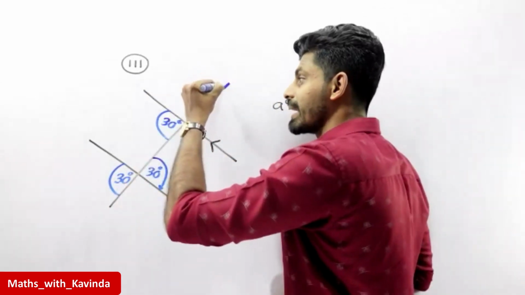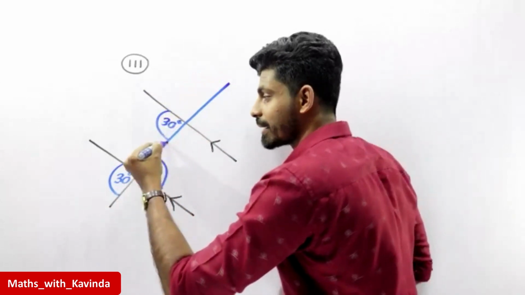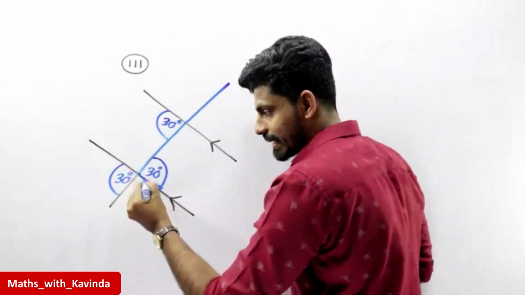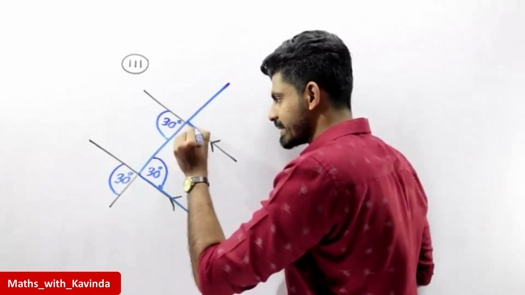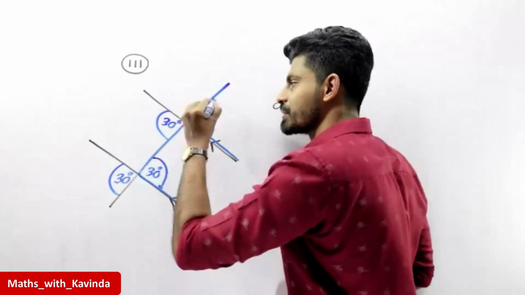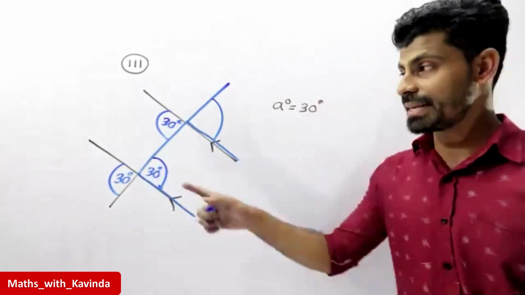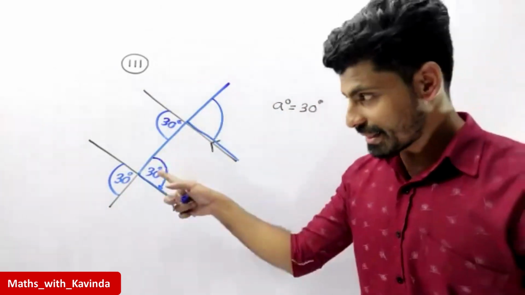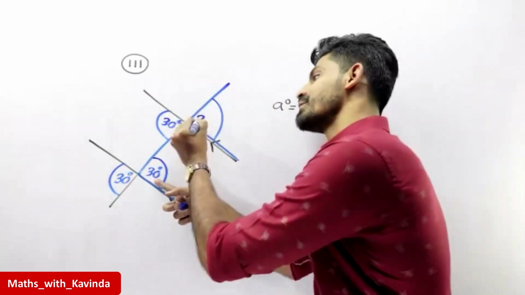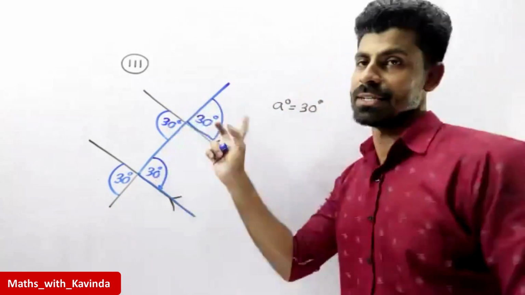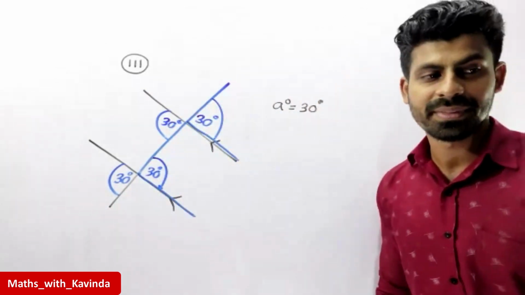Now 30 means, look at this one. Look at the corresponding angles here. Those two angles are equal. So 30 means this one also 30. Vertically opposite angles are also there.